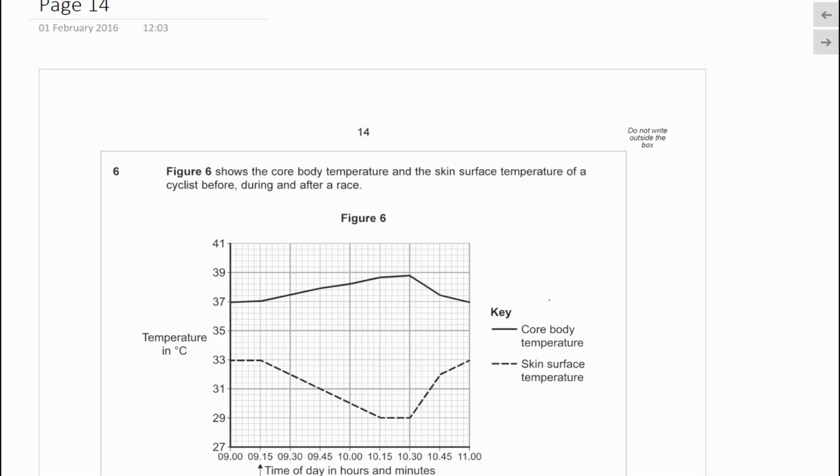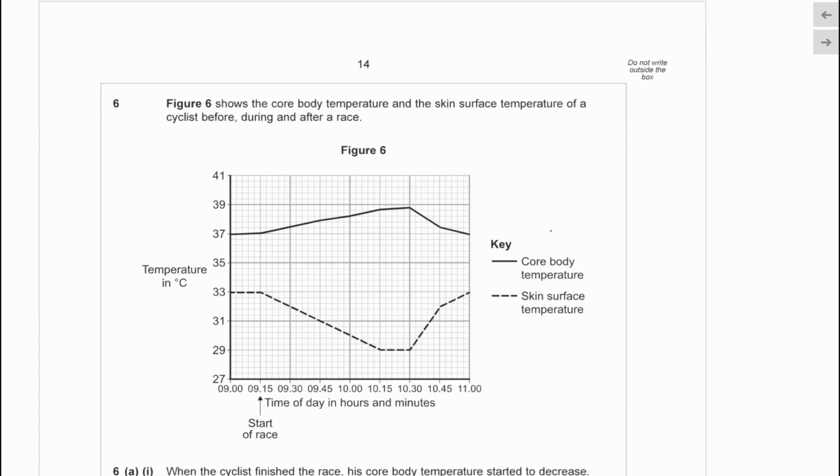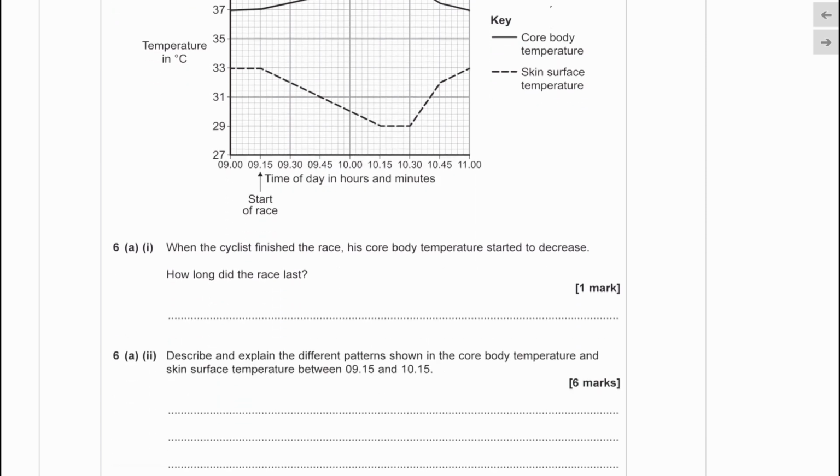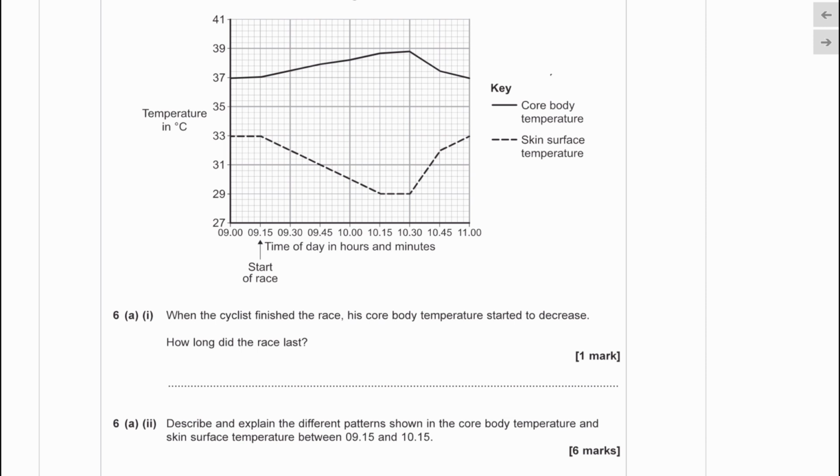All right, so let's take a look at question 6. So it says in figure 6, it shows the core body temperature and the skin surface temperature of a cyclist before, during, and after a race. Right, so we've got 2 lines here. We've got the core body temperature in the solid line and the skin surface temperature in the dotted line. So for A part 1, we are asked, let's move back up so we can see the whole graph.